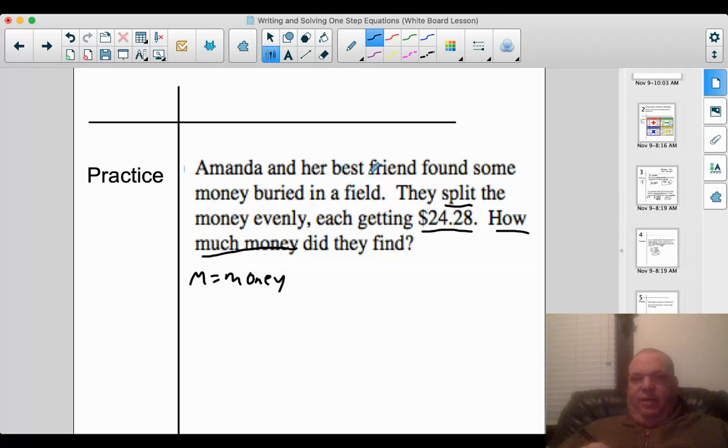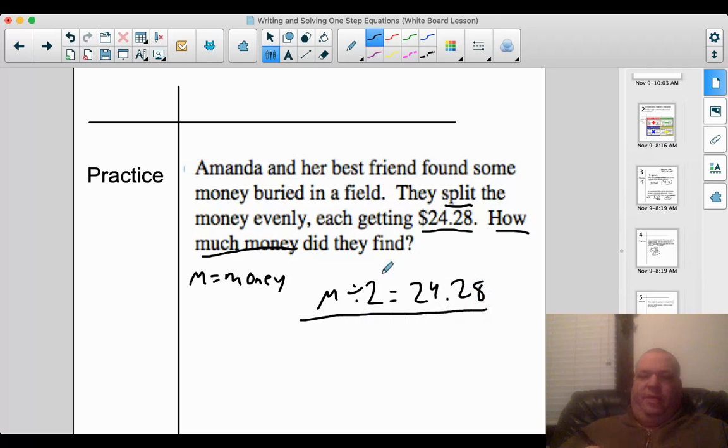If I think of what happened to my variable, it got split between Amanda and her best friend, so split between two people. So if I divide that by 2, that would give me how much each person got, which is 24.28. Okay, so there's my equation.